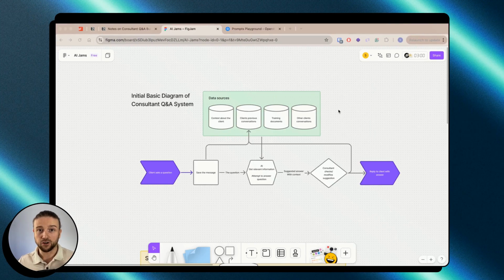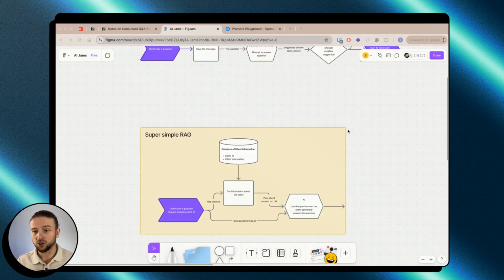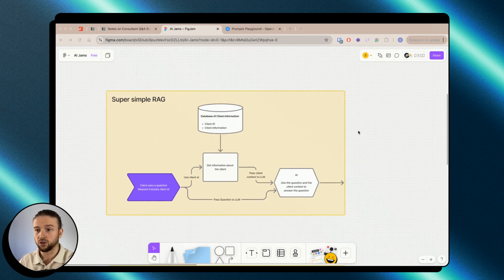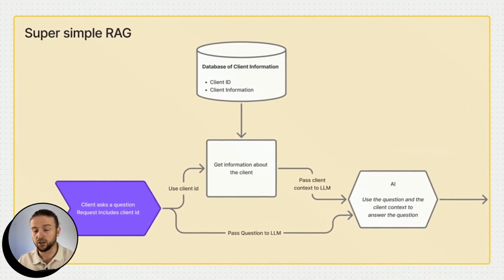Before going any further, I'd like to cover what RAG is. If you're advanced with using AI systems and you know what RAG is already, then you can skip over this. So RAG is just getting additional information that you can use for AI. AI is trained on most of the web, but it doesn't have your specific information. So a super simple version of RAG is a client asks a question and they include the client ID. You pass that question off to the LLM, the OpenAI Claude, to try and answer the question. But before you do that, you also go and get information about the client, the context about them, and also pass that into the LLM.